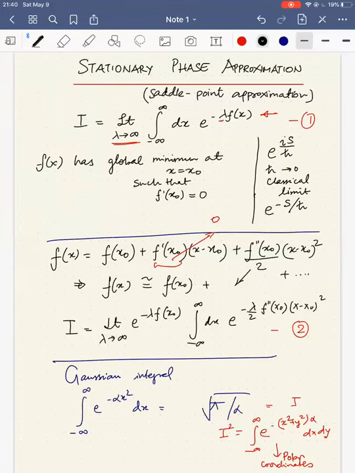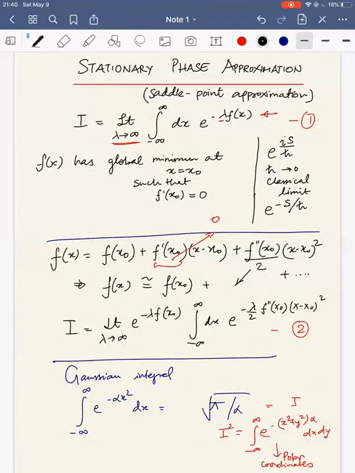Today I want to talk about a very important approximation which we often use in physics, which is known as stationary phase approximation, also known as saddle point approximation. And in the later part of this, I'll also talk about a very interesting puzzle, which we can evaluate using some of the same ideas which we use in stationary phase approximation.